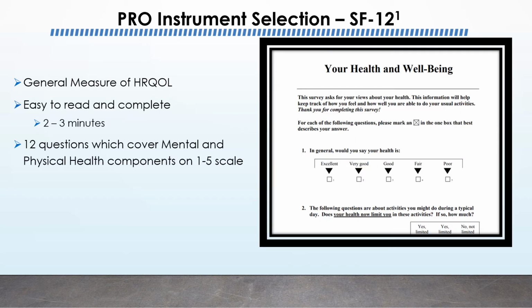So I chose the SF-12 as my general measure of health-related quality of life. The SF-12 is the downsized version of the SF-36, and it gives us some insight into the environmental and activities and personal domains of the ICF model. It was made to be easier to read and complete than the SF-36. It only takes about 2 to 3 minutes and is meant to be no more than 2 pages long. And it consists of 12 questions which cover both mental and physical health components, all on a Likert type scale, either 1 to 5 or 1 to 3.